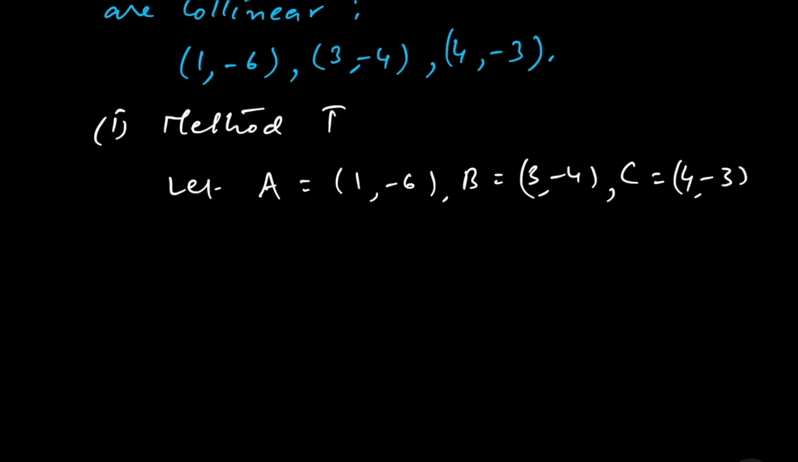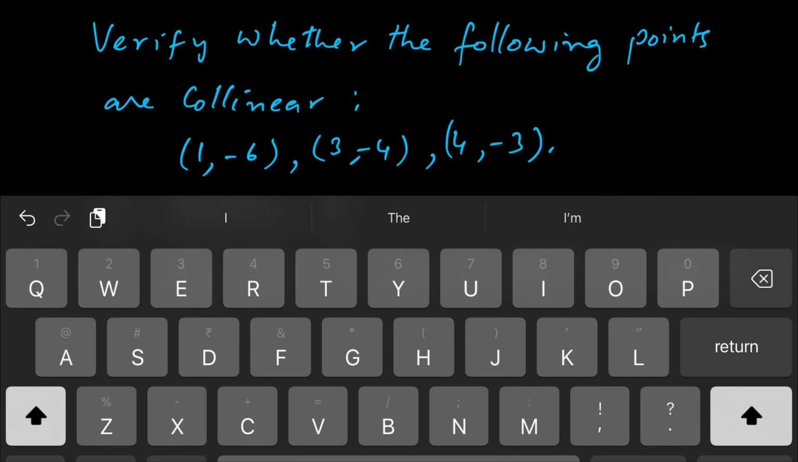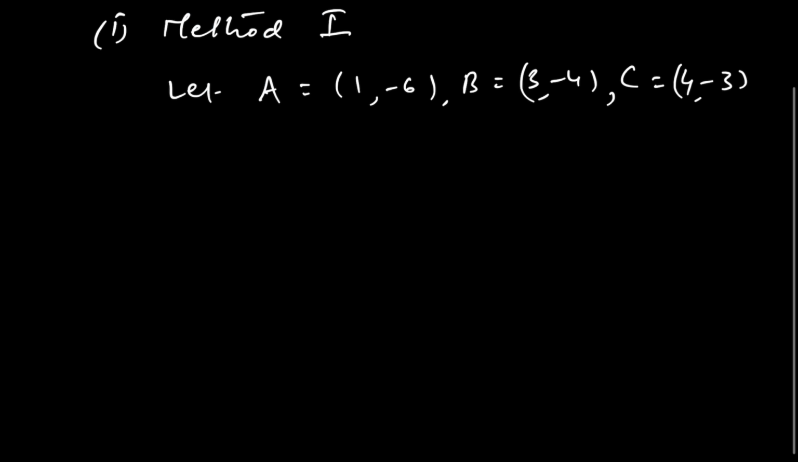In the first method we shall prove that slope of AB is equal to slope of BC, or any two lines you can take, slope of AB is equal to slope of AC. If we are able to prove this, it is proved that these 3 points are collinear. Now, this slope of AB we shall find out.